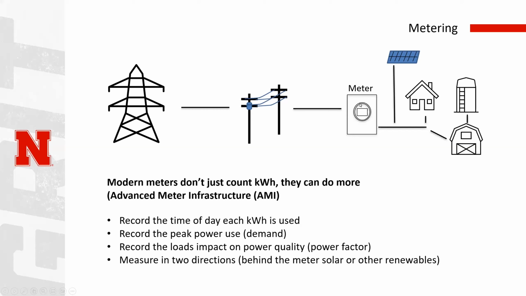Now, modern electric meters today can do a lot of things beyond just measuring electricity. They can measure the time of day it's used. They can measure a peak. They can measure power quality. They can measure in two directions.